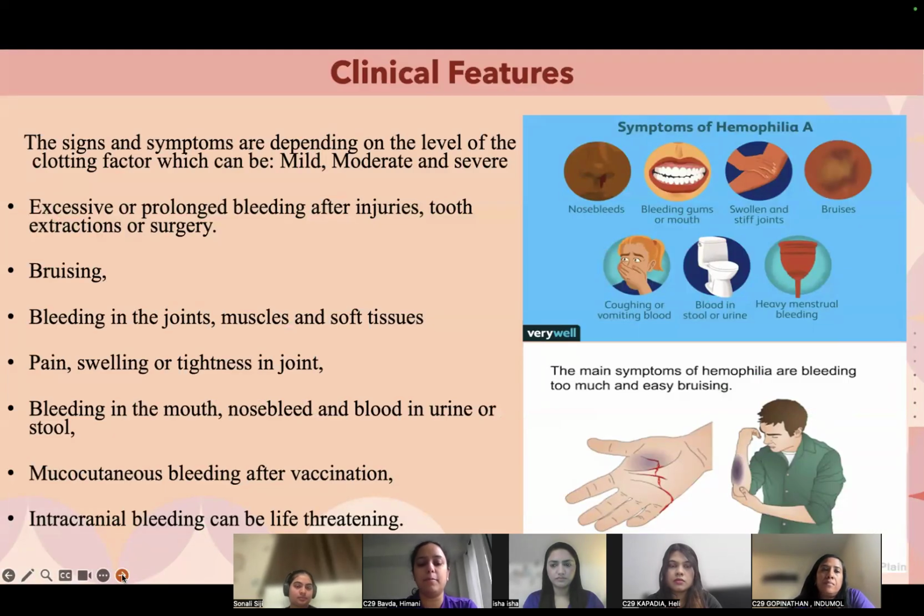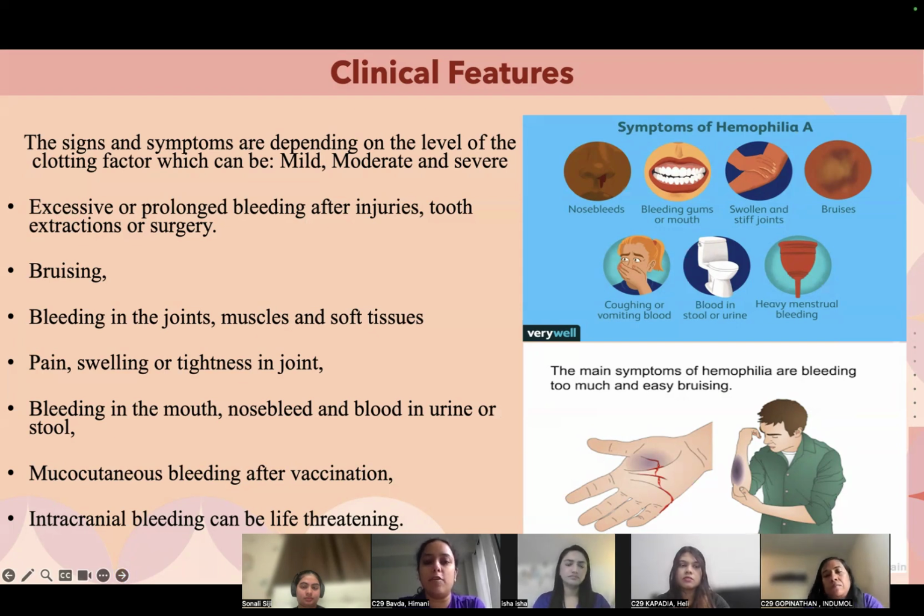Clinical features of hemophilia. The signs and symptoms depend on the level of the clotting factor, which can be mild, moderate, or severe. Mild hemophilia: the person presents with mildly reduced clotting factors, so only bleeds after surgery or trauma. People with severe hemophilia have a deficiency of the clotting factor, so they bleed very easily.